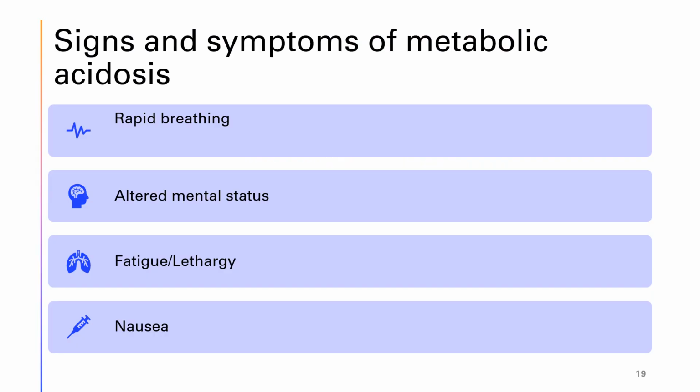Signs and symptoms of metabolic acidosis are rapid breathing. They're going to be altered. They're going to present tired, with fatigue, lethargic. These patients can also complain of nausea.